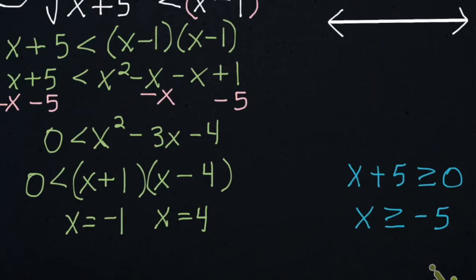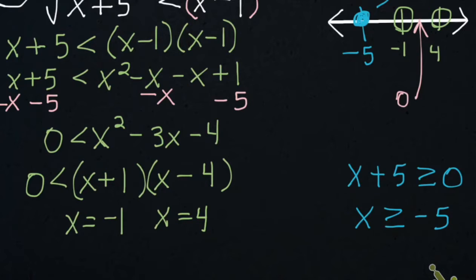Now we put these in order. I have a negative 5 with a closed dot. Then I have a negative 1 with an open dot and a 4 with an open dot. From the negative 5, I know I'm shading to the right. But for the negative 1 and the 4, we're not sure which way we're shading. So let's check. What is a number that's in between negative 1 and 4? A number in between those two would be 0. That's always a good number to check.